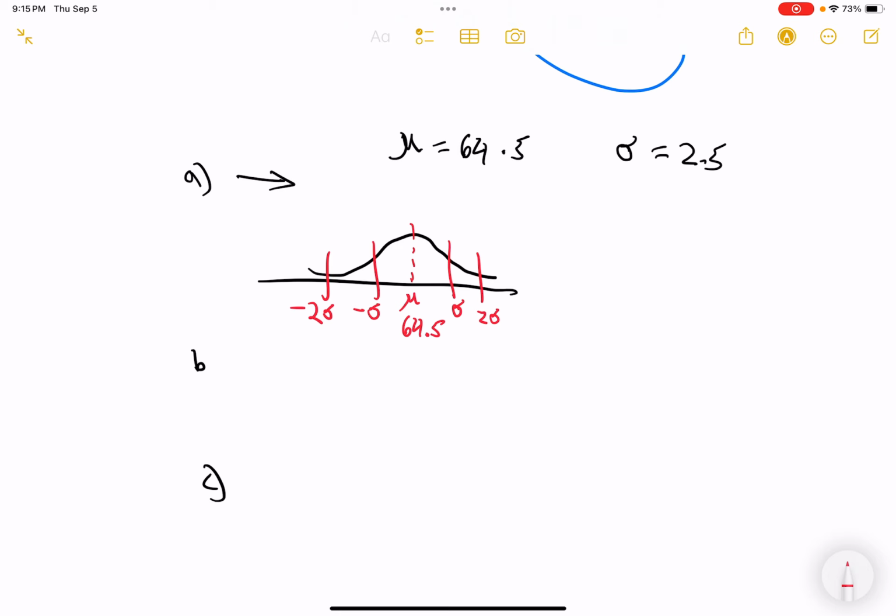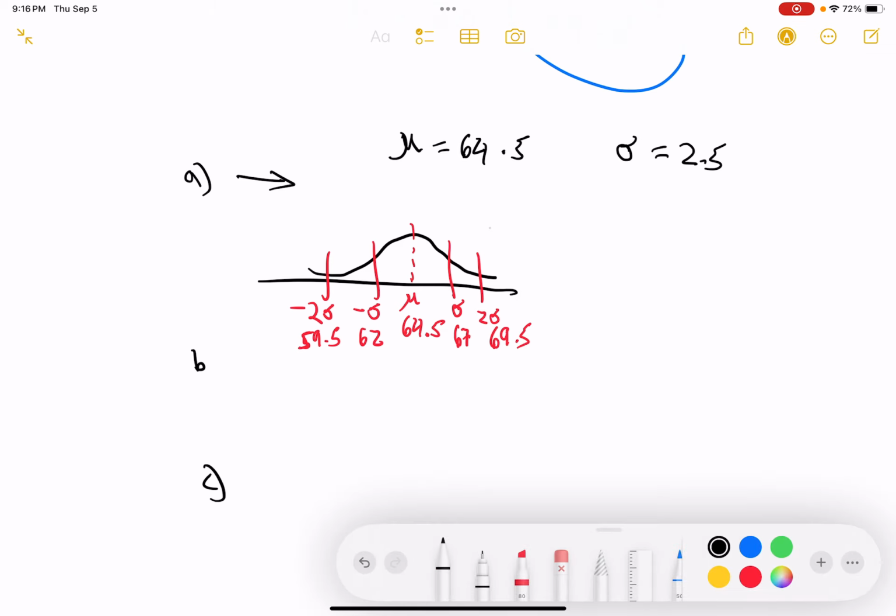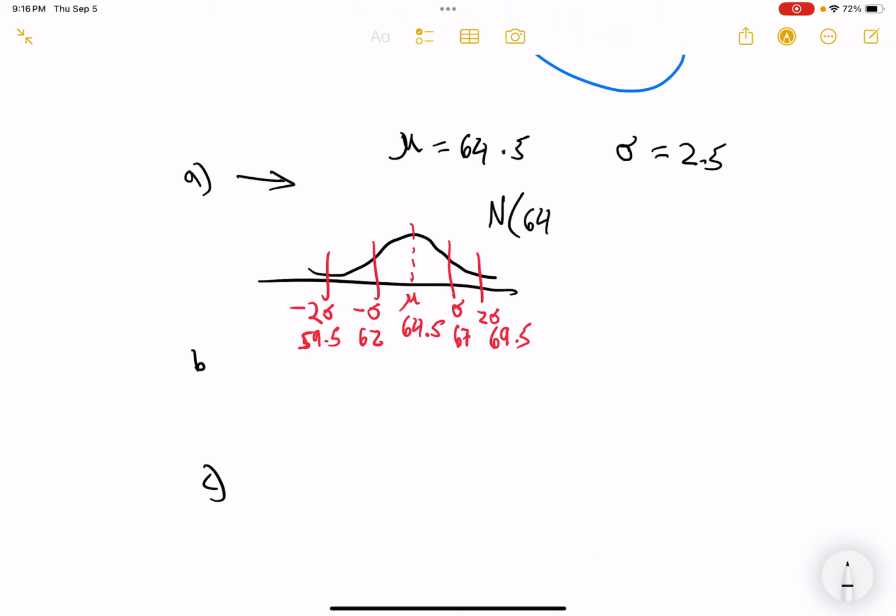And then, of course, if you want to put the particular values, you will then subtract, so this will be 62 if you go down 2.5, and then it'll be 59.5, and so on and so forth. And then this will be 67 and 69.5. Okay. We have it, and then, of course, we will do our little key. We'll do N, right, 64.5, 2.5. Because we're legends. That's a point, not a minus. Okay, we've got that. That's part A.